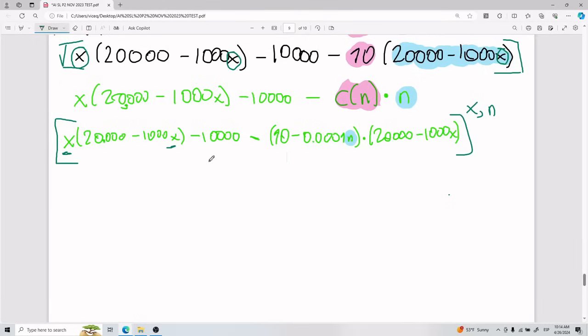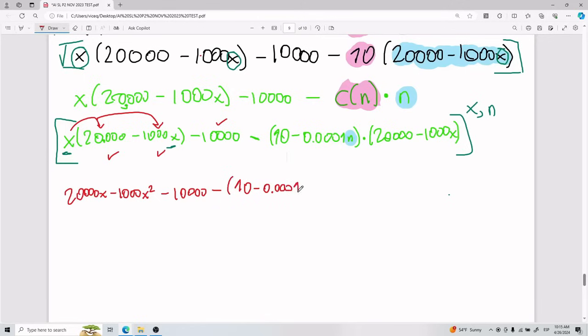And so now I'm going to start working with these numbers to make it look a little bit prettier. On the one hand, I can distribute here. So I can end up with 20,000x minus 1,000x squared. This minus 10,000 stays the same. I'm going to put check marks just to make sure that I've done everything, right? So minus 10,000. And here I can have minus 10 minus 0.0001 times n. And we know that n is 20,000, right? Minus 1,000x.